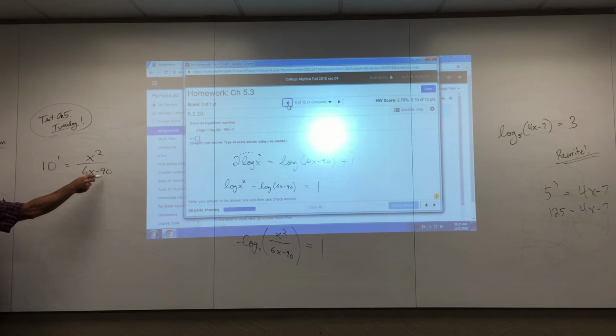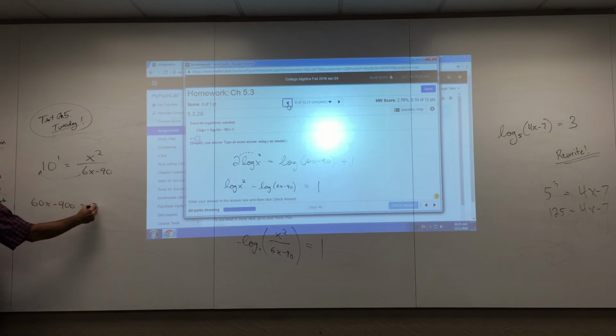Yeah, you got to get this out of the denominator, right? You got to multiply it by 6x minus 90. And so you're multiplying it, it comes up on this side times the 10. You get 60x minus 900 equals x squared. You guys with me? Multiply by the 10.